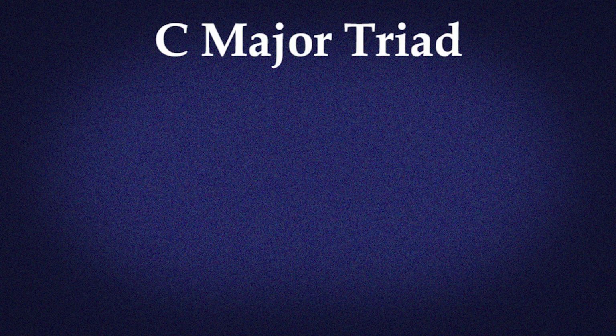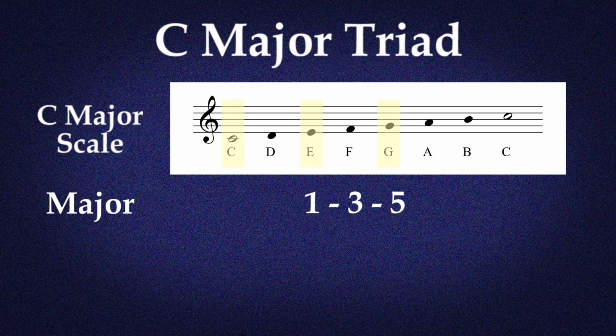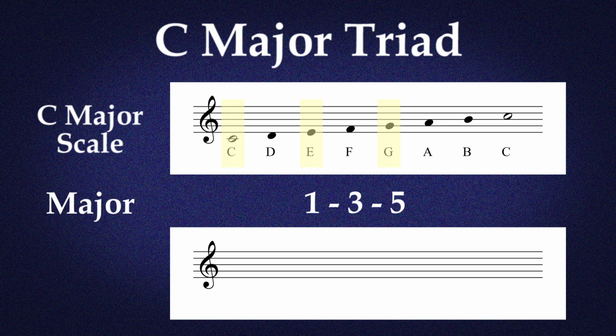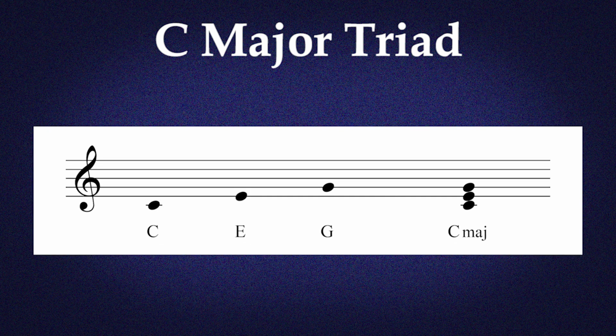For example, a C major triad would use the notes of the C major scale. The formula for a major triad is 1, 3, 5. So we'll take the first, the third, and the fifth notes of the C major scale, C, E, and G, and stack them. Since no alterations are needed for a major triad, we're done.